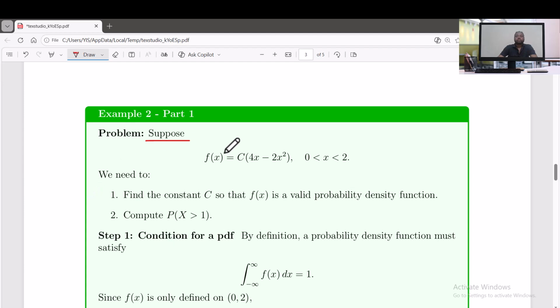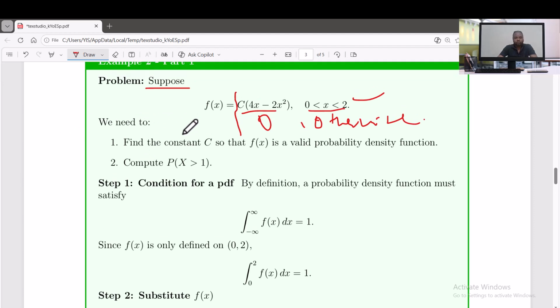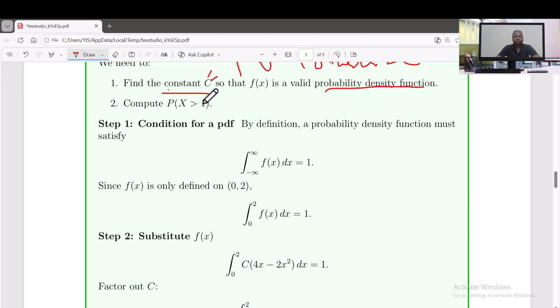suppose the PDF is given by c, which is unknown, times (4x minus 2x squared) for this interval, 0 otherwise, right? This function is defined to be this one for these x values, 0 for the rest. The intention here is to find the constant c, what is the c value here, so that f of x is a valid or legitimate probability density function. After finding this value, we proceed to compute the probability of x greater than 1.